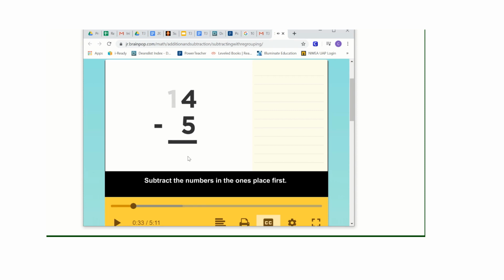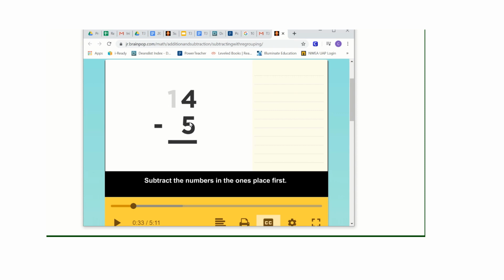So whenever you subtract, we know that the bigger number always comes first. In this case, 14 is the bigger number, and it is subtracting 14 minus 5. When you are subtracting or adding, you always look at the ones place first. It is a golden rule in math. Whenever you're adding or subtracting, you always look at the ones place first. So the numbers in the ones place are 4 and 5.